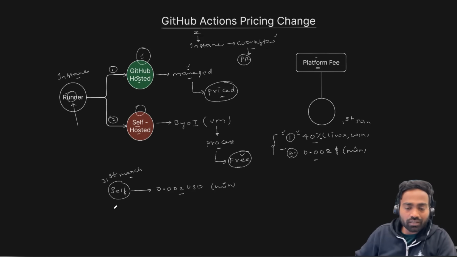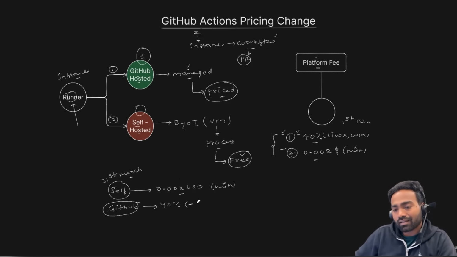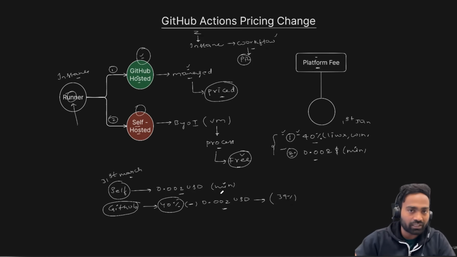Now, what is it for GitHub hosted runners? Basically, for GitHub hosted runners, you get 40% discount, but minus 0.002 US dollars of platform fee. So overall, there is no definite number for this. But what GitHub says is you will get up to 39% because it totally depends. What is the current price? You have to deduct 40% from it, and then you have to add 0.002 US dollars on top of that.